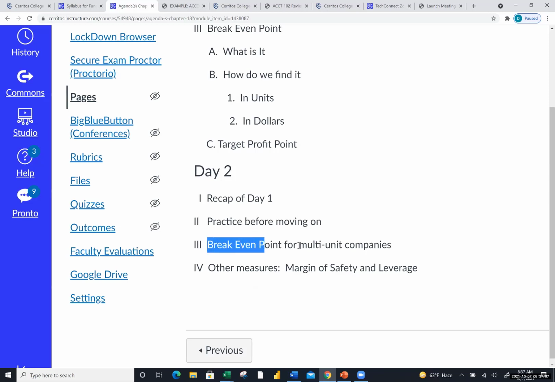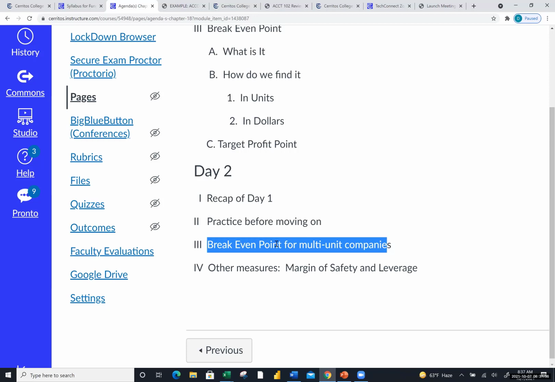The new part today will be the break-even point for multi-unit companies. That means we know that when we walk into a store, most companies sell more than one product, right? Except for Simple Green. I can't really think of another company that only sells one product. So most companies sell a variety of products. And so we want to be able to tweak that break-even point for multi-unit companies.